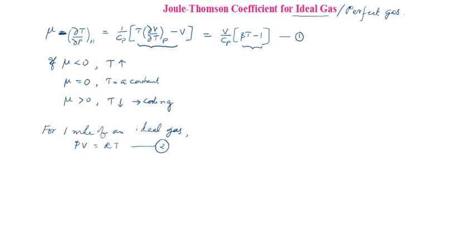So let me find out what is ∂V by ∂T at constant P. I can differentiate with respect to T, keeping P as a constant. P is a constant, so P into ∂V by ∂T, where it's understood that I am keeping P as a constant. What will be on the other side? It will be simply equal to R.